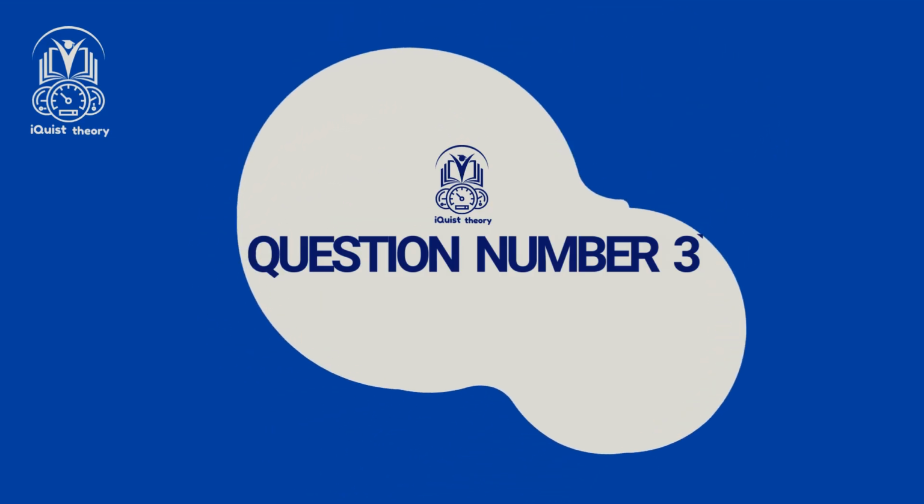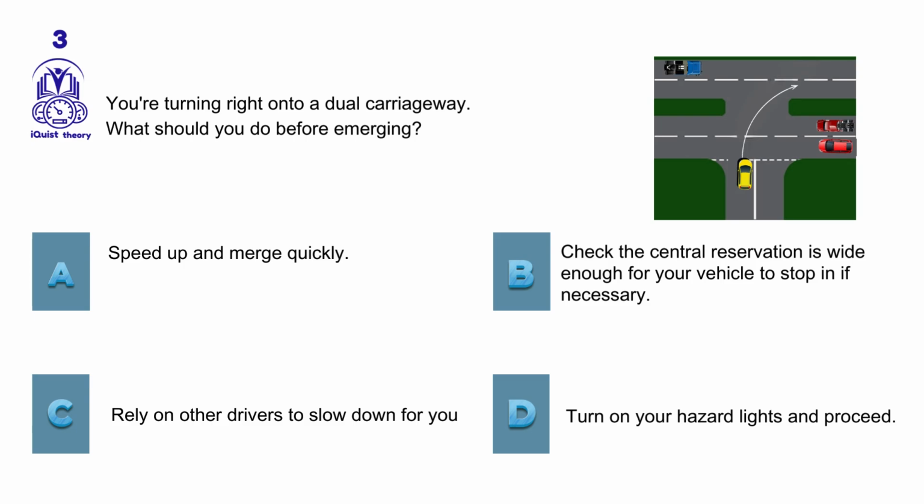Question 3. You're turning right onto a dual carriageway. What should you do before emerging? A. Speed up and merge quickly. B. Check the central reservation is wide enough for your vehicle to stop in if necessary. C. Rely on other drivers to slow down for you. D. Turn on your hazard lights and proceed.